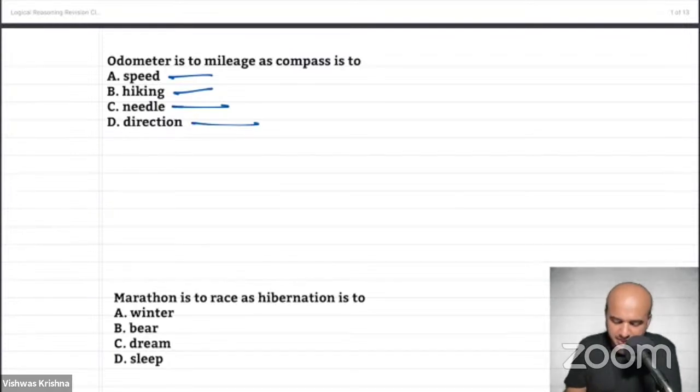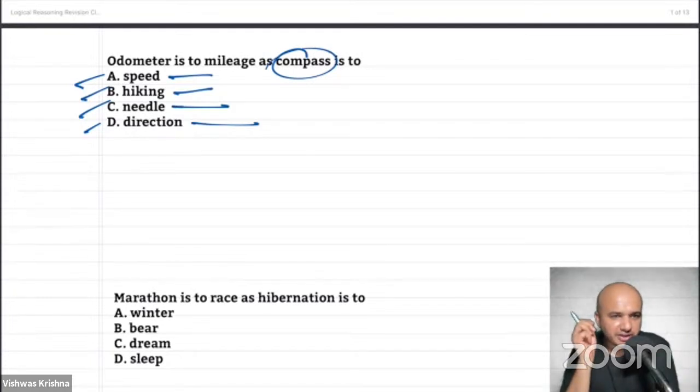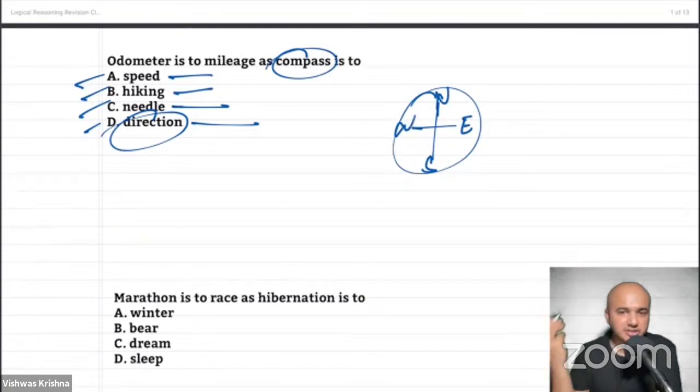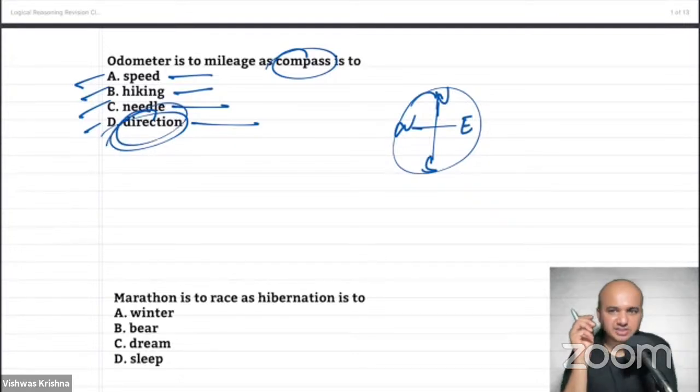Out of A, B, C, D, what does a compass actually do? Pratiksha has already given the right answer, which is in fact direction. A compass will show us whether we are in north, south, east, or west, whichever it is. So therefore, if odometer is to mileage, compass is to direction. That is in fact the right answer.